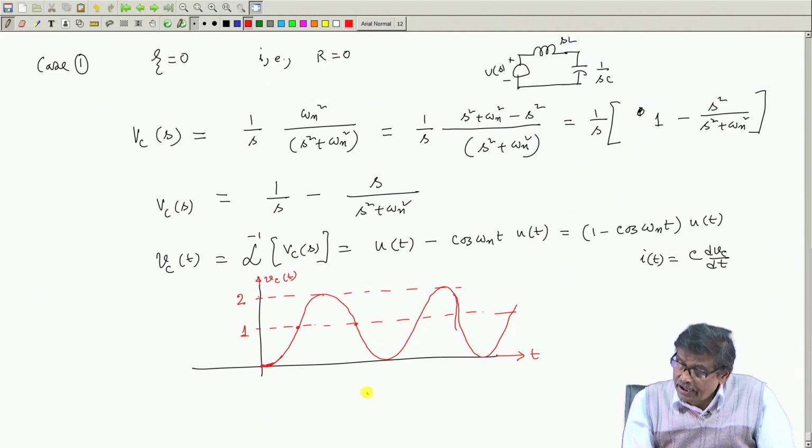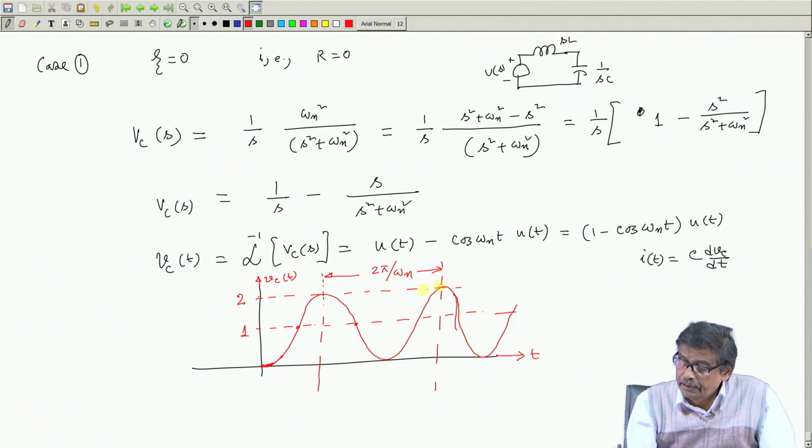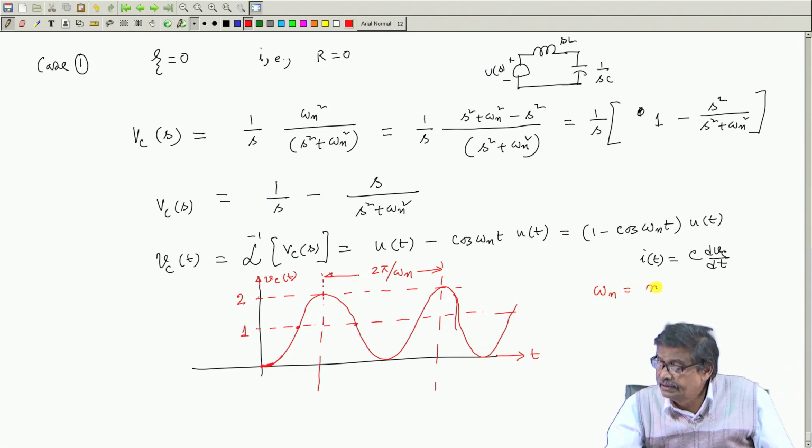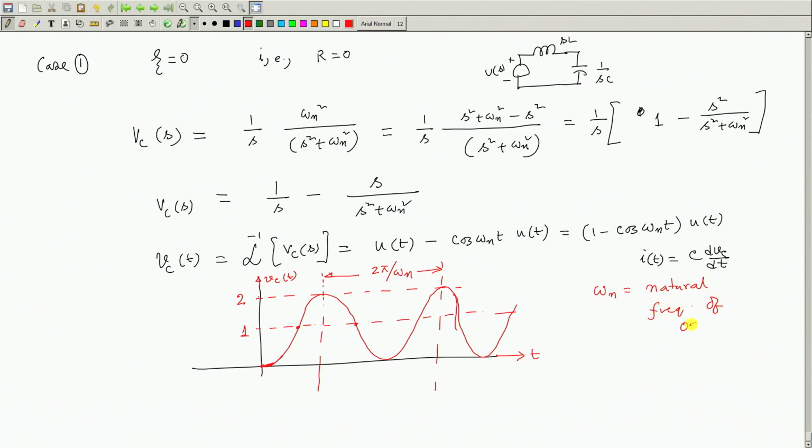So, what is omega n? Omega n is related to the time period. So, peak to peak positive, this will be 2 pi by omega n, or negative to negative 2 pi by omega n, that is the time period of this waveform. So, this omega n is called the natural frequency of oscillation.